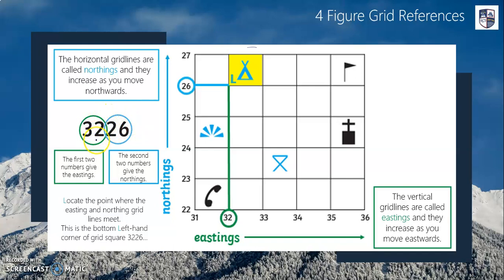Some of the common problems that people have when they do this is that they get these two numbers the wrong way round. So they would say that it's 2632. If you use along the corridor and up the stairs, you should always have them the right way round.